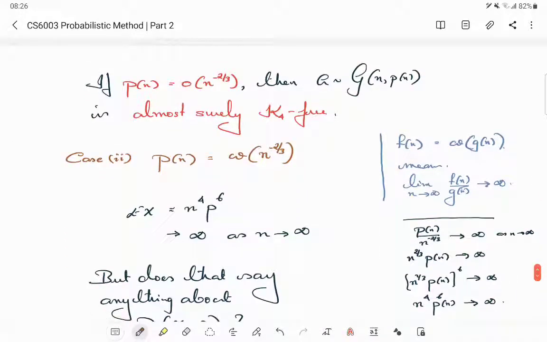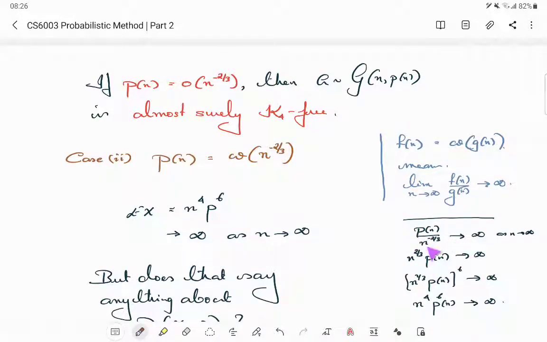I had already said, when you say a function f of n is little omega of g of n, that essentially means, by definition, the limit of fn by gn tends to infinity. And hence, you can easily verify that E of x tends to infinity as n tends to infinity. If you are confused about that, you can do the details here. Because Pn equal to omega of n to the power minus 2 by 3, by definition means this.